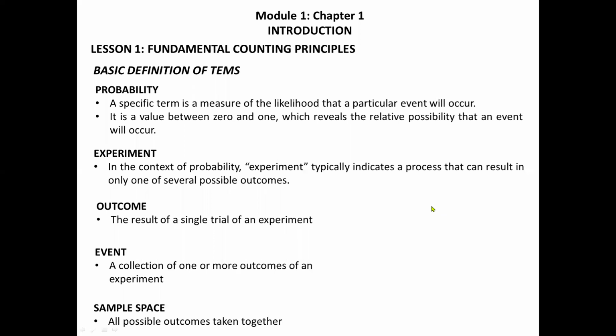Sample space means all possible outcomes taken together. We add all the possible outcomes, and that will be the value of our sample space. In sets, this is also called the universal set, which has the symbol of a rectangle. Sample space and universal set are represented by the rectangle. The circles are called subsets. These are also the possible outcomes that may occur in a certain experiment.